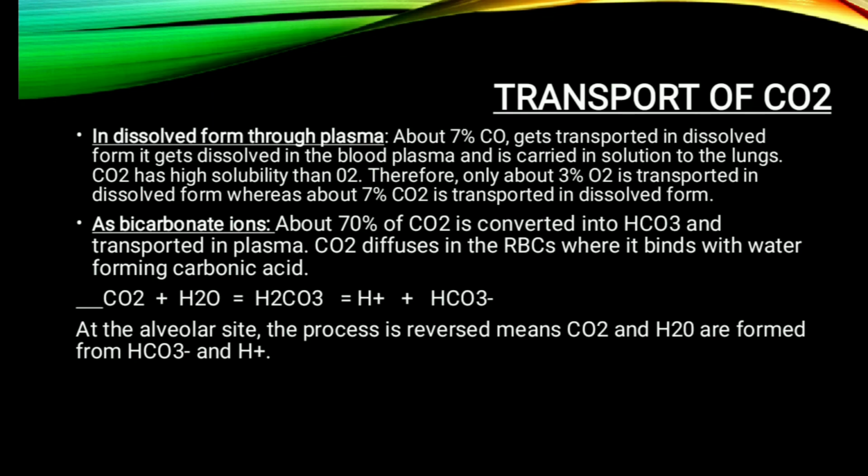Next, in bicarbonate form, about 70% of carbon dioxide is converted into bicarbonate ions and transported in plasma. Carbon dioxide diffuses into RBCs where it binds with water, forming carbonic acid, H2CO3. Carbonic acid quickly dissociates to H plus ions and bicarbonate ions as it is unstable. You can see the reaction. CO2 plus H2O gives you H2CO3, which dissociates to H plus ion and HCO3 negative ion.